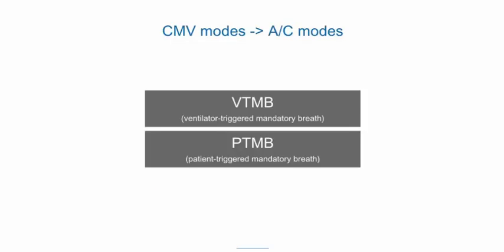CMV modes. As mentioned earlier, CMV modes here refer to AC modes but not genuine SIMV modes. A CMV mode comprises 2 breath types. VTMB stands for ventilator triggered mandatory breath. It is time triggered and time cycled. PTMB stands for patient triggered mandatory breath. It is flow or pressure triggered and time cycled. Please remember the 2 abbreviations, VTMB and PTMB, as they will be used repeatedly later.